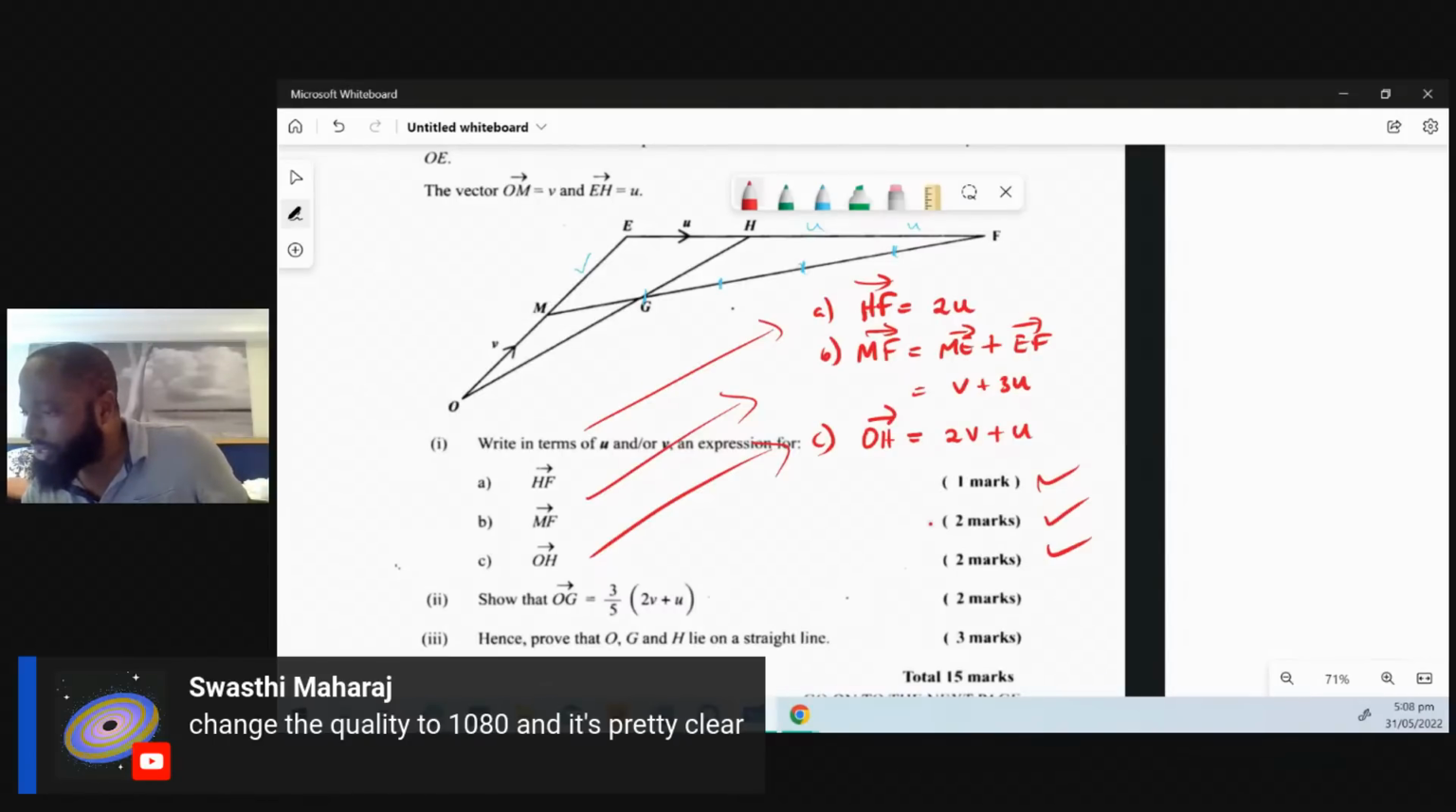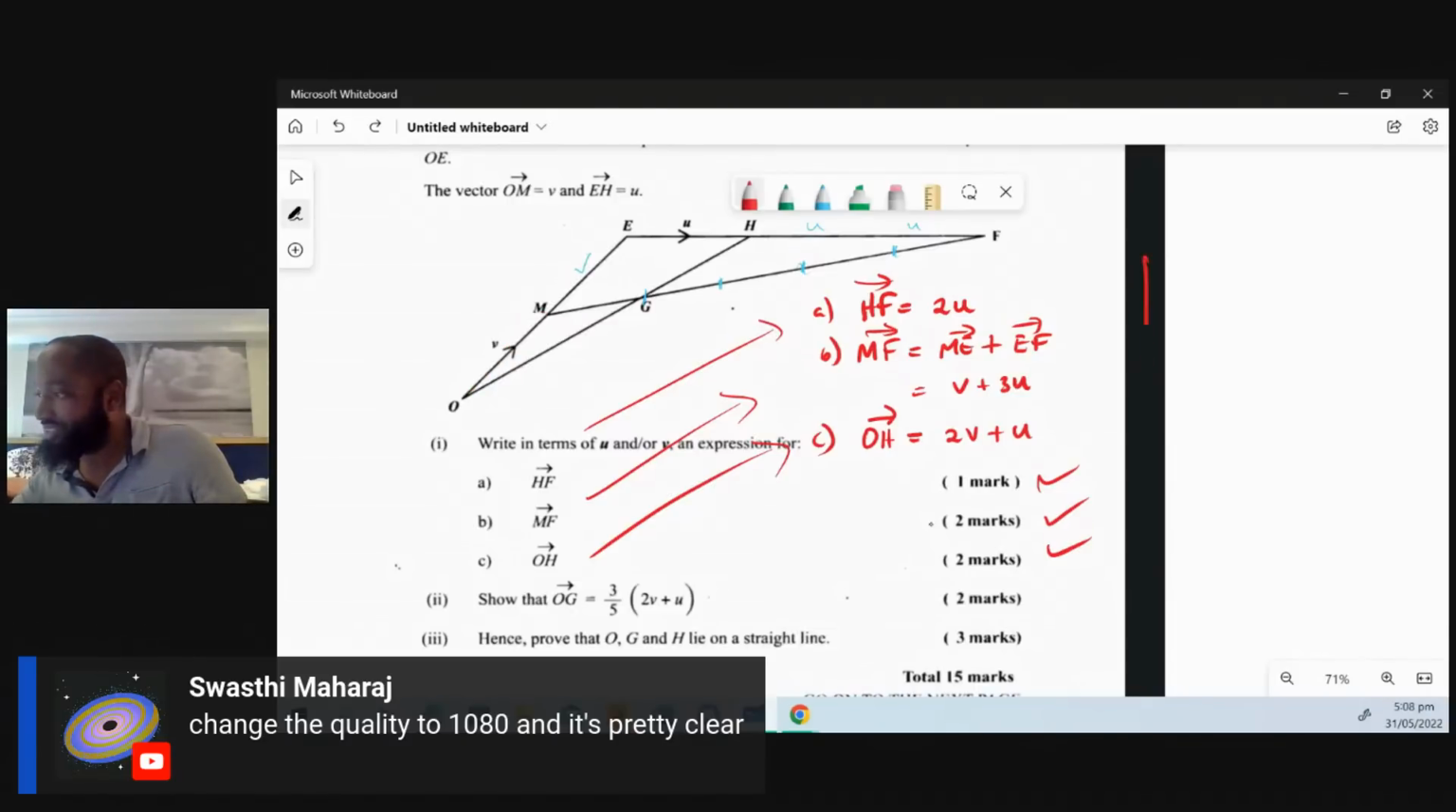3/5 of 2V plus U. Show that OG is 3/5 of that. OGs, any OGs in the chat? So OG is really half of. Wait. How are we doing this one? So OG is this part here, which is V plus MG. But MG, we did MF already, right? MG is 1/5 of MF.